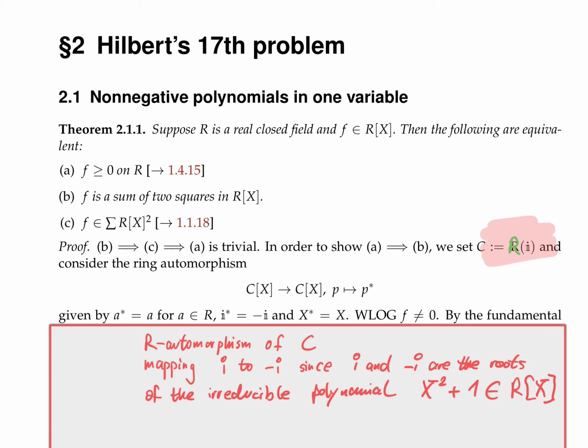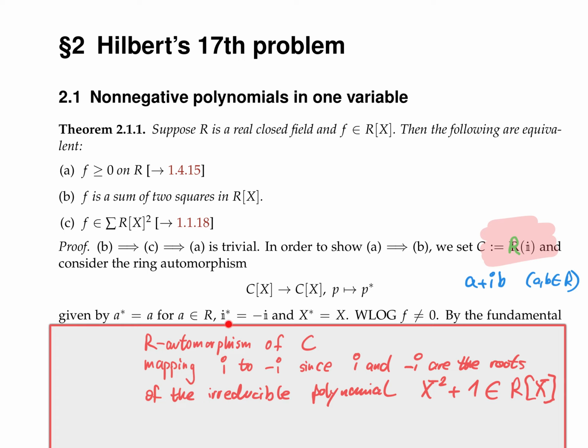You know how it looks, because the elements of C are all of the form a plus ib with a and b in R. So you know what this automorphism must do on a general element, and then you can of course define it in this way and calculate that it's an automorphism. But you should really know this from field theory. And that's exactly like complex conjugation, of course.